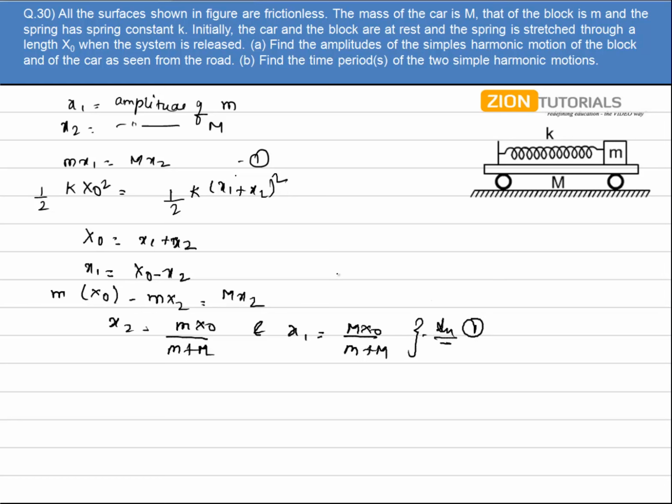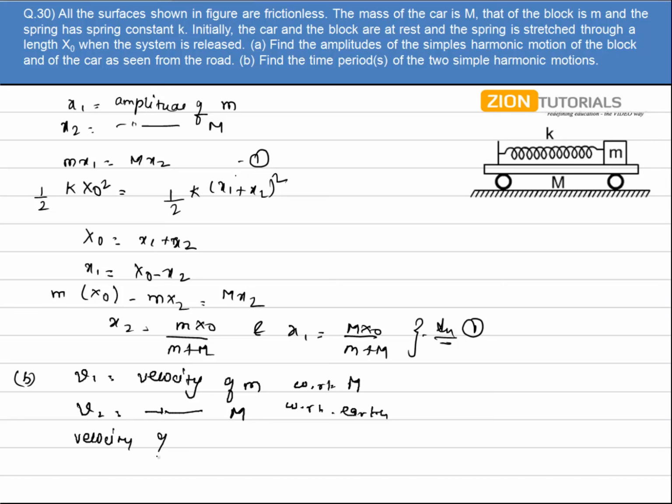Right. In the second part I have to calculate the time period of the two SHMs. Fine. Now for that, let's say v1 is the velocity of small block m with respect to capital M. Fine. And v2 is the velocity of capital M with respect to earth. Fine. So the velocity of the small m with respect to earth can be written as v2 minus v1.